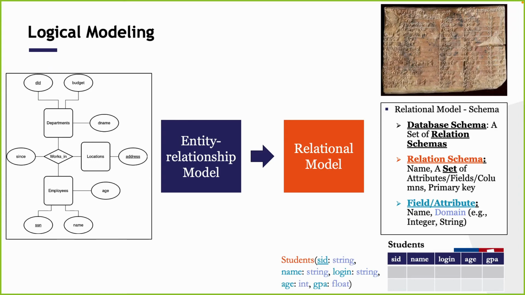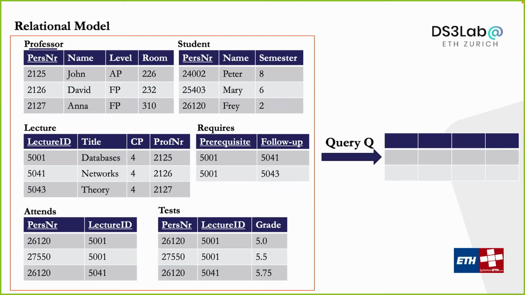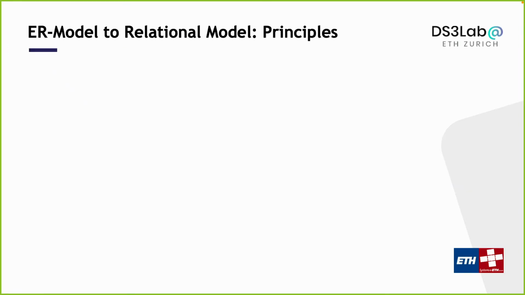Just to refresh our memory about the relational model: this is an instance of a relational model. You can think of it as a whole bunch of tables with content. Whenever I say that we query it, the signature of a query is that it takes an instance and outputs a new instance. We talked about different ways you can express your query: you can use a SQL query in practice, and on the theory side, you can do relational algebra or relational calculus. So now we have an entity relationship model, and now we have a relational model. How can we do the mapping?